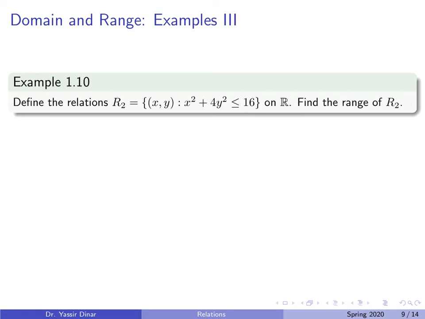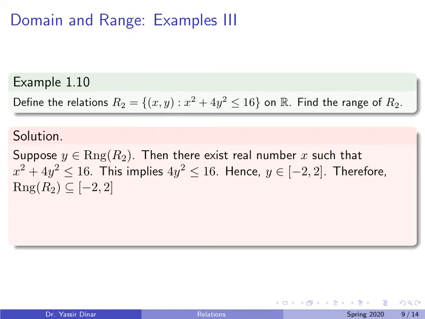Let's look at another example. Here we take the same relation R2 from R to R, given by all the pairs x and y such that x squared plus 4y squared is less than or equal to 16. And this time we want to find the range of this relation R2. We see that the solution will be similar to the previous slide. So, to find the range, the idea is to take an element in the range and try to find some identities or relations that define the elements in the range.